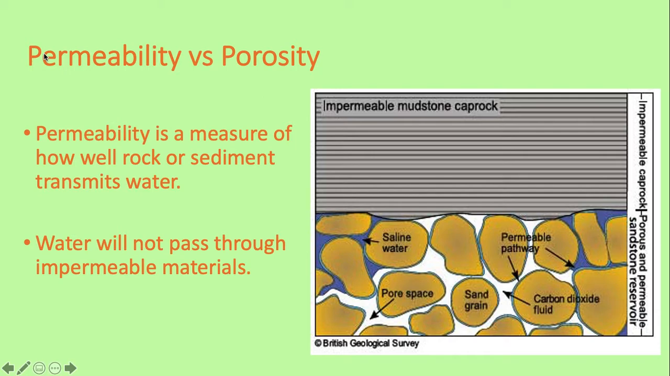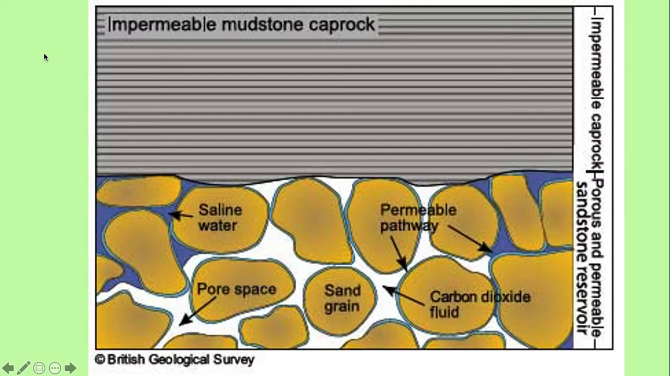Permeability is a measure of how well rock or sediment transmits water. Water will not pass through impermeable materials. So permeable versus impermeable. At the top here, we've got impermeable rock represented by the gray stripes. And then on the bottom, we have permeable sediment where there's spaces between the sediment. There's different pathways and they're all connected.